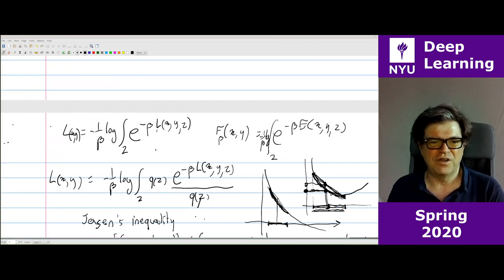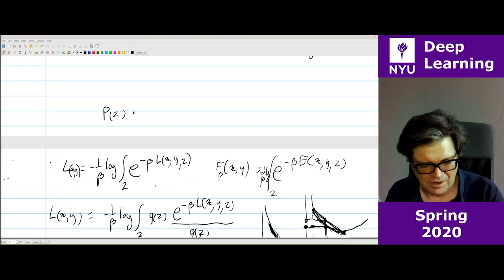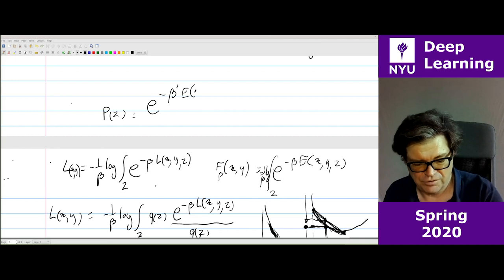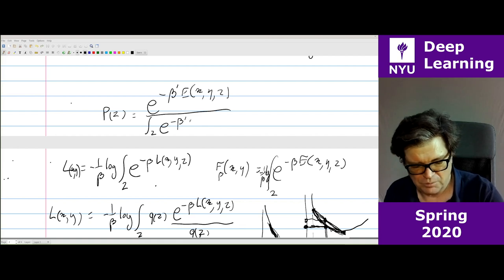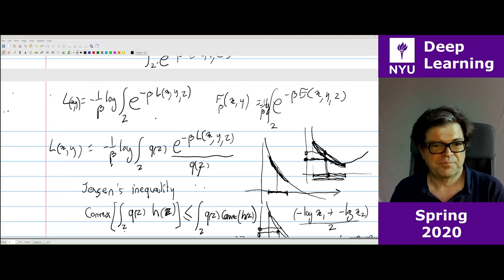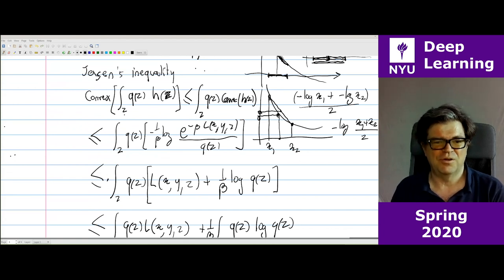here the real distribution of Z is really complicated. I should have written it. The real distribution of Z, P of Z, is e to the minus beta, this actually would be a different beta, it doesn't have to be the same, E of xyz divided by the integral over z of e to the minus beta prime of E of xyz. That's the real one. If you plug this P into here, the inequality here becomes an equality, okay? You can show that the smallest value for this variable is when q equals p, okay? And then the two terms in the inequality are equal.